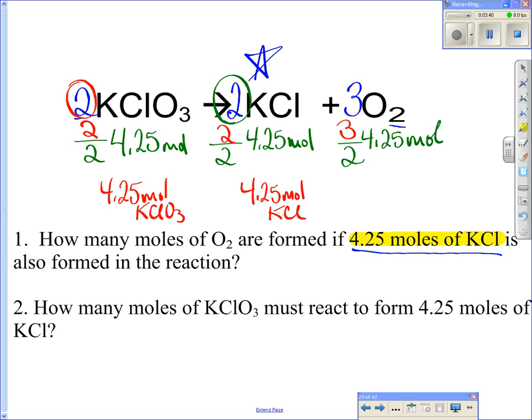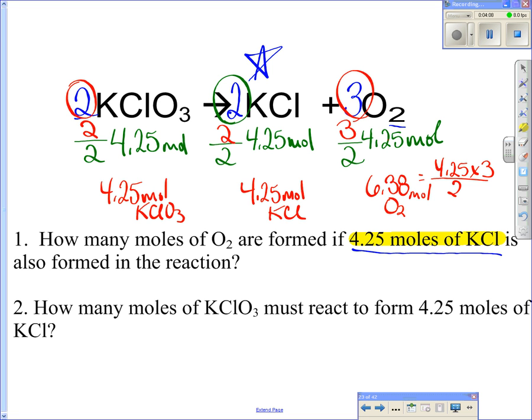But then I know I'm going to have more oxygen formed, because look at the number. 3 is bigger than 2. So I have 3 halves times the 4.25. If you work that out, that is 6.38. Now how do I work that out? 4.25 times 3 divided by 2. So that equals 6.38 moles of oxygen.